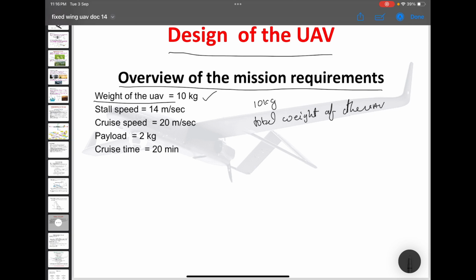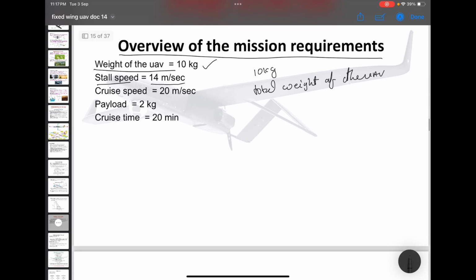And stall speed. This is the minimum velocity required to produce enough lift to take off. This is the stall speed.